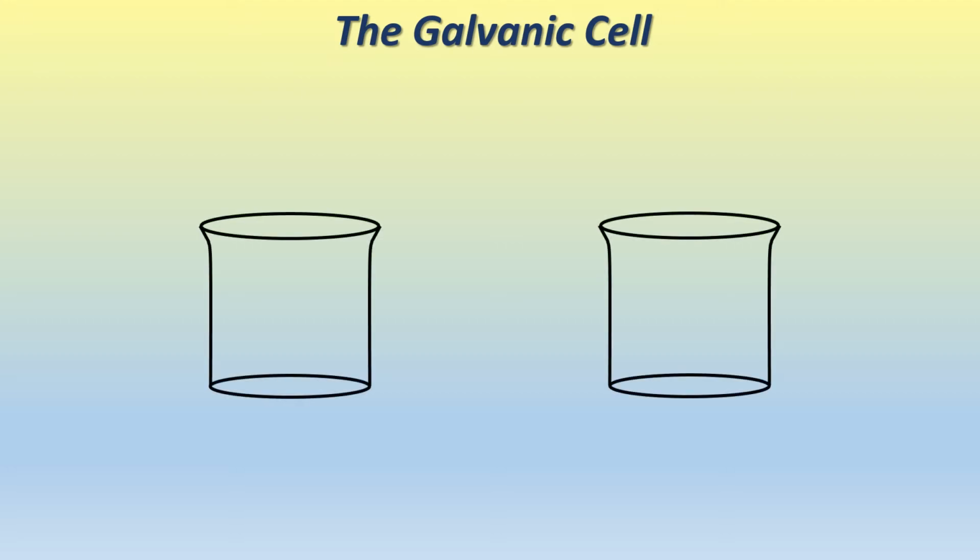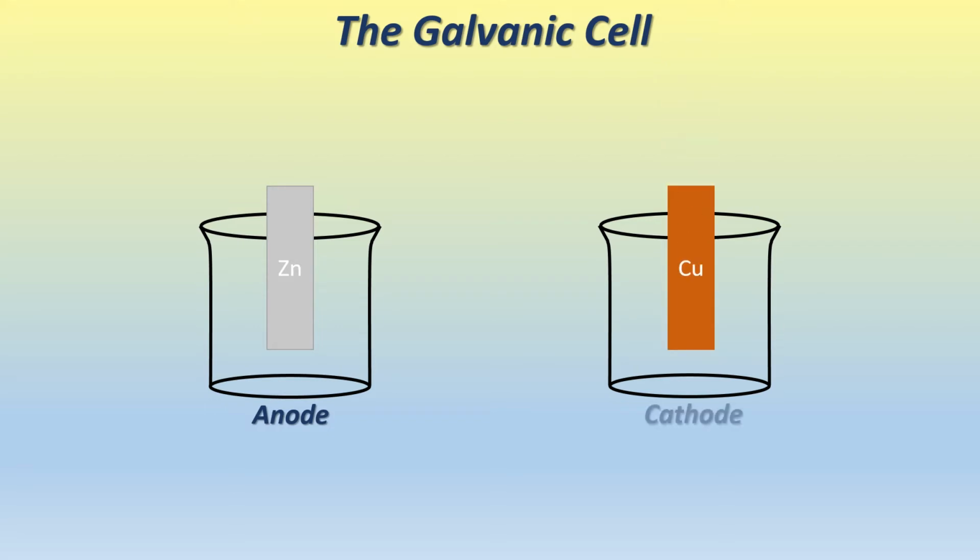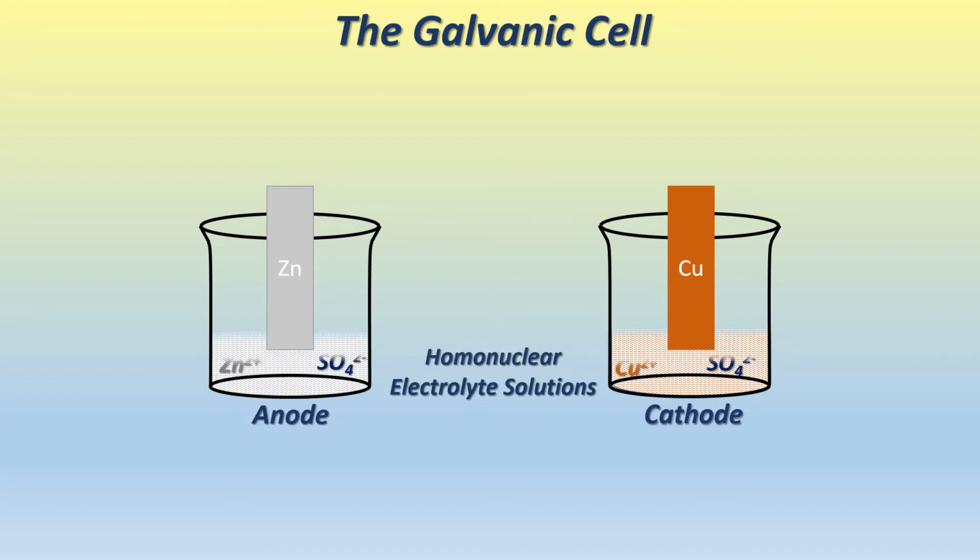A battery is simply a series of galvanic cells. At the most basic, a galvanic cell can be made with two beakers. One beaker would have a zinc strip in it as the anode. The other beaker would have a copper strip in it as the cathode. Both beakers would be filled with a homonuclear electrolyte solution. An electrolyte solution being a salt solution, homonuclear meaning the zinc strip will have a zinc salt in the solution, and the copper strip will have a copper salt in solution.